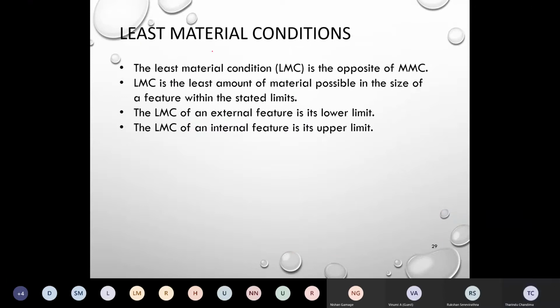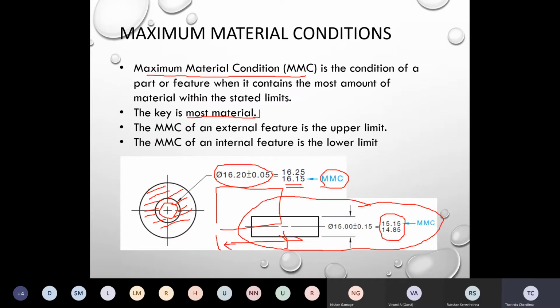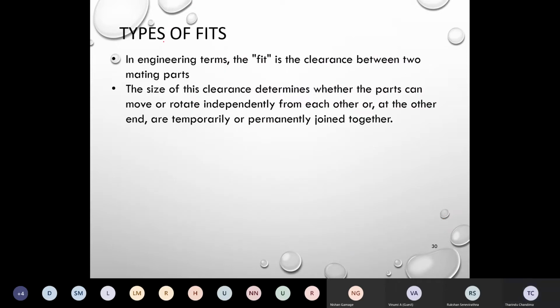The next one is the opposite of that, MMC: least material condition. It has the least amount of material possible in the size of a feature. So LMC of an external feature is the lower limit. In the external feature, this is LMC. Internal feature, this is LMC, this value. Any questions about MMC, LMC?